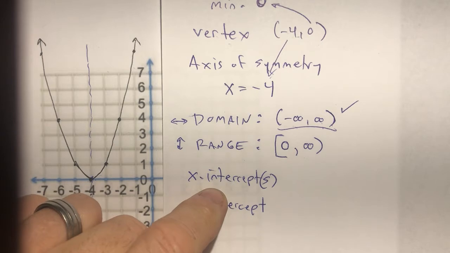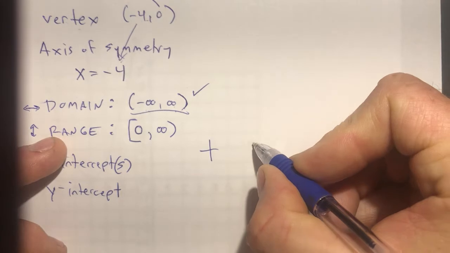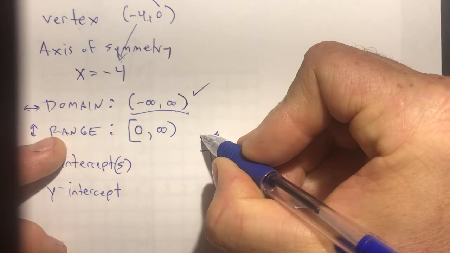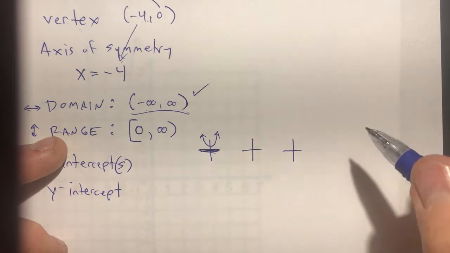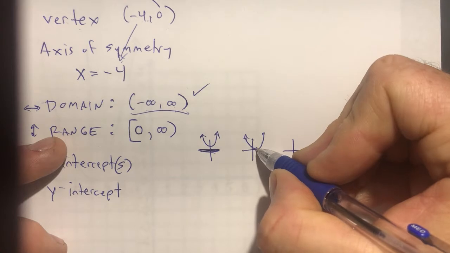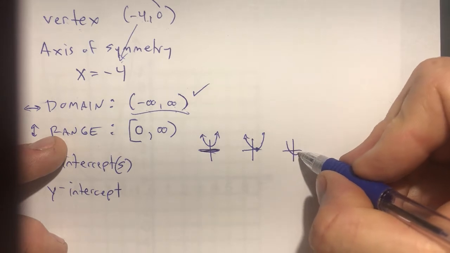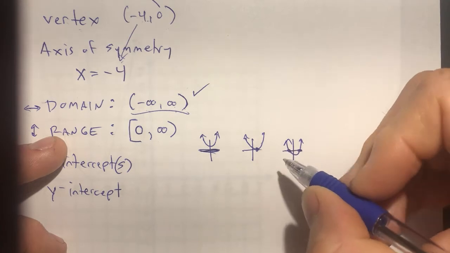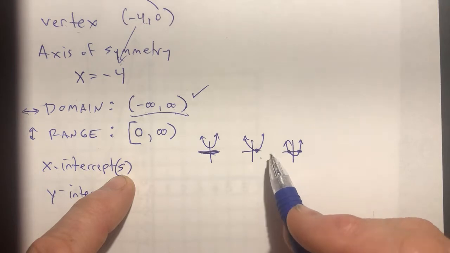For x-intercepts, let me just draw a little drawing over here. You could have one like this, and it does not cross the x-axis, which means you do not have any x-intercepts. You could have one like this that touches, and you have one x-intercept. Or you could have one that does this, and you have two x-intercepts. So on x-intercepts here, it's possible you have none, it's possible that you have one, it's possible that you have two.